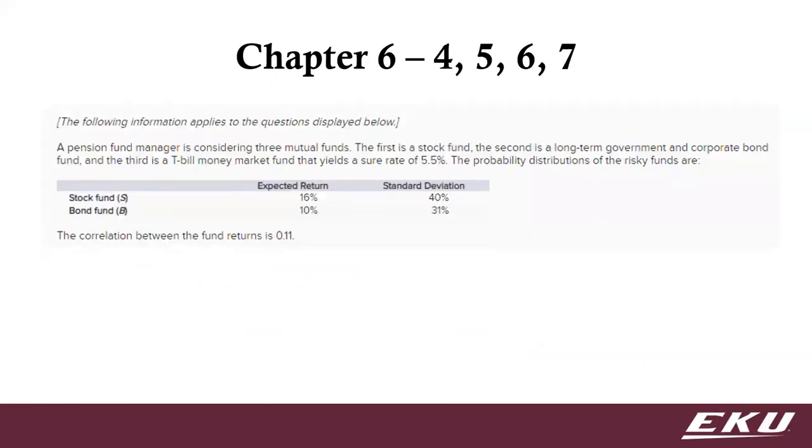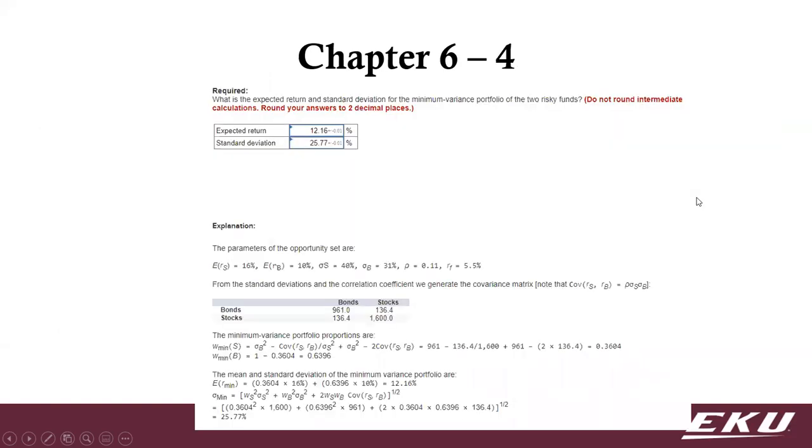Okay, 4, 5, 6, and 7 all rely on this information. So again, feel free to pause and come back if you need to go back and look at these numbers. They tell us expected return, standard deviations, and the correlation between them. And then we also have a risk-free rate of 5.5. So the first bit here in 4, here's how to also calculate that. Just remember, all we're doing is calculating what is the minimum variance portfolio. So this is the safest, you could think of it that way.